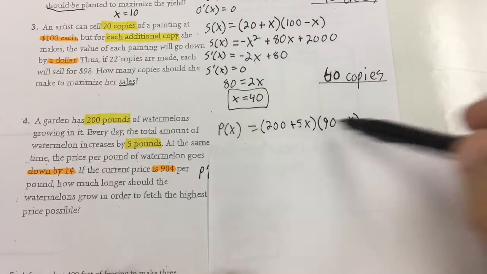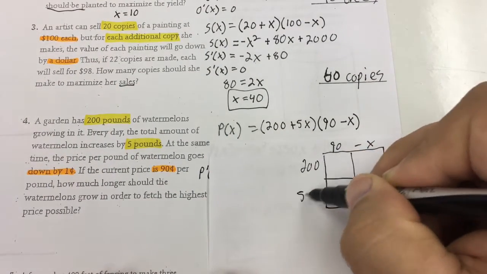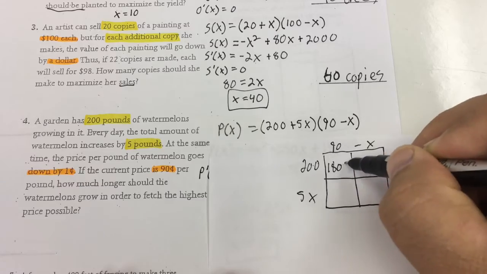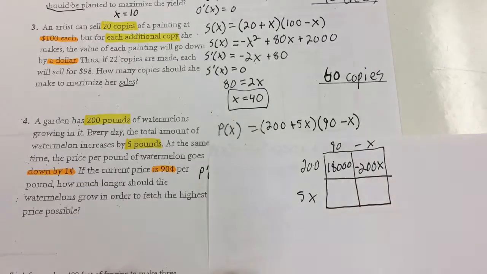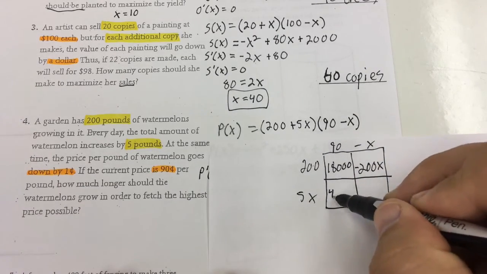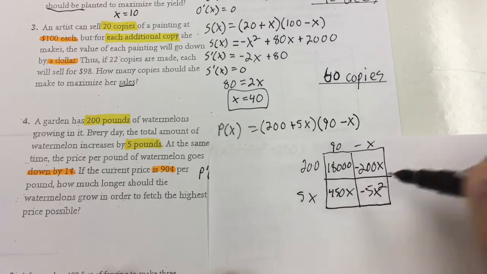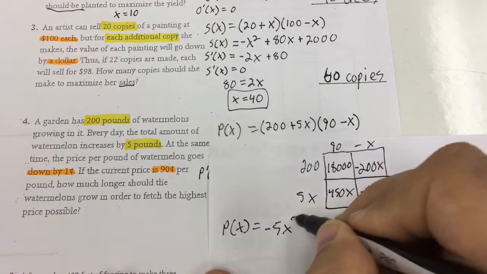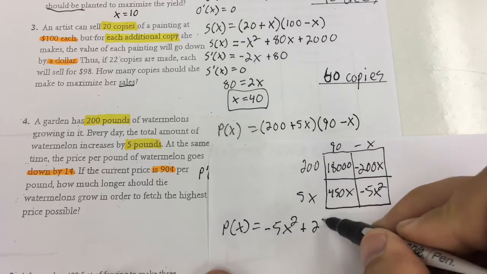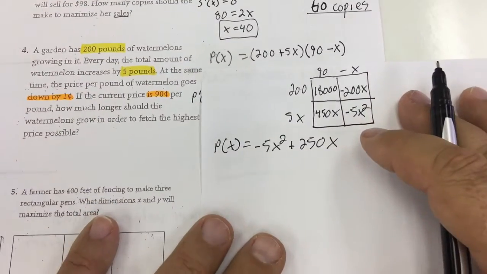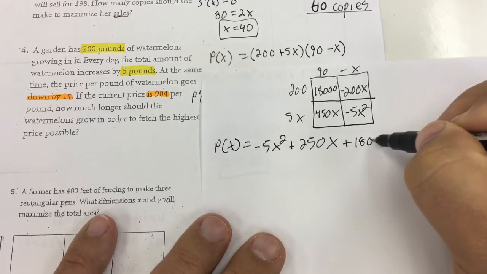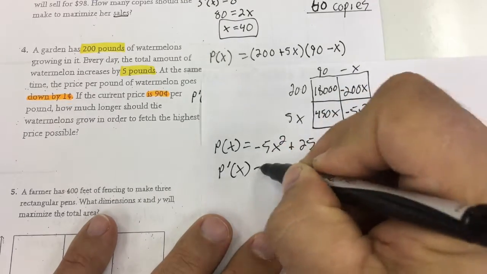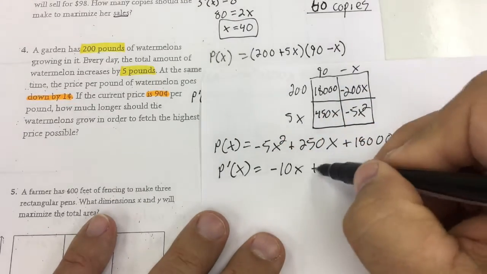So I need to find the expansion x. 200 plus 5x, that's going to give me 18,000 minus 200x, and then that's going to give me 450x minus 5x squared. So my P of x is going to equal negative 5x squared plus 450 minus 200, I believe is 250x, plus 18,000. I'm going to take the derivative, so that's going to give me negative 10x plus 250.